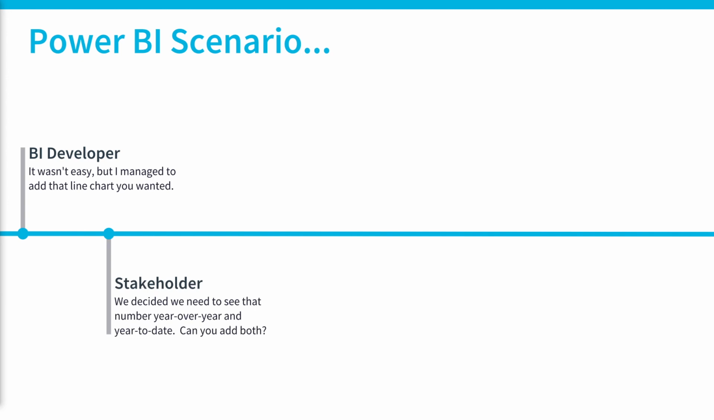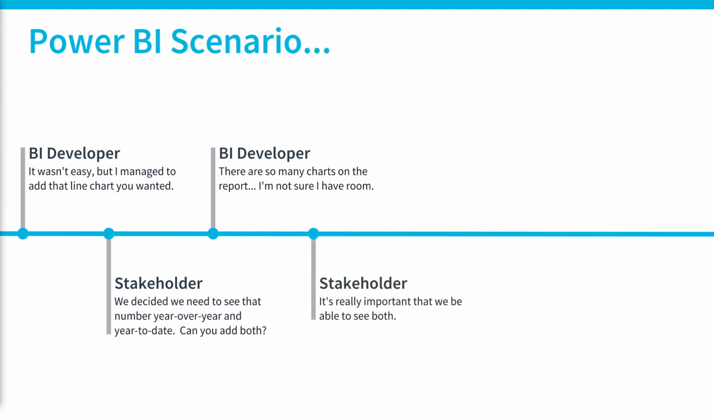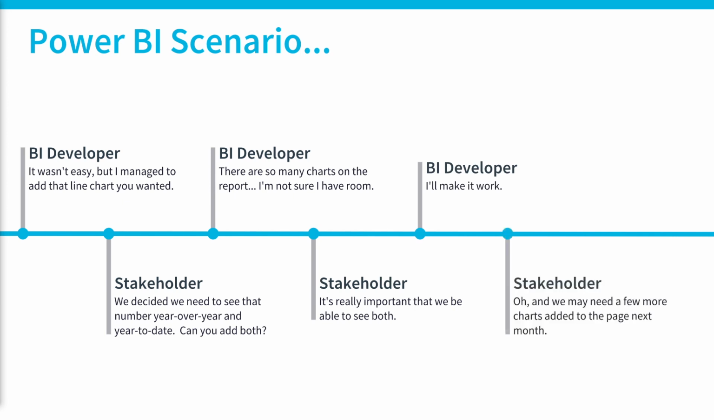chart that they need. You tell them there are already so many data visuals on the page that there's just no room. And your stakeholder says, well, it's really important. They need to see both. You promise to make it work. And then the stakeholder says, by the way, they're going to want even more visuals later on. Great, you think. There are already too many visuals on this page as it is. So what do you do?